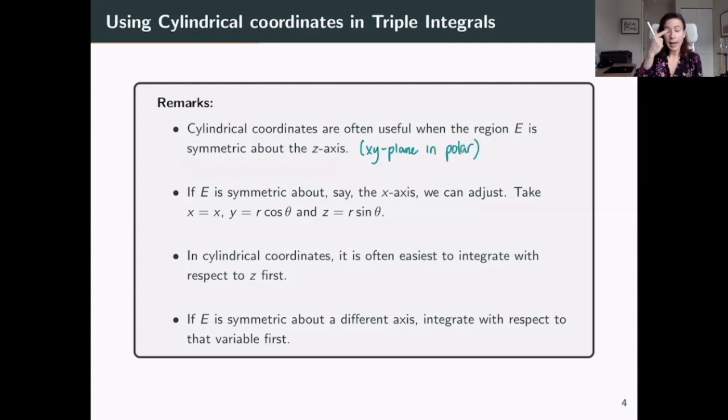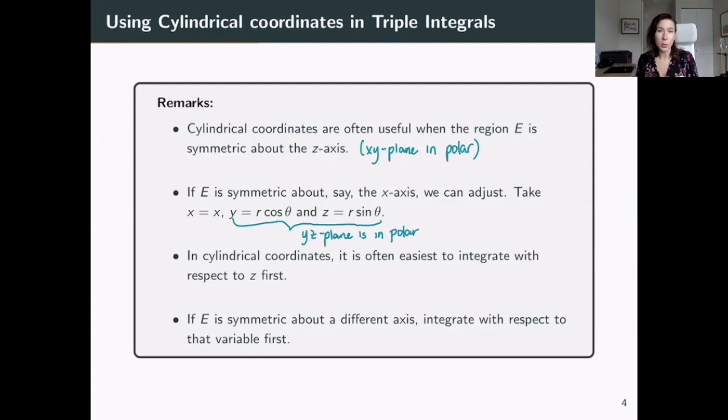But if our region happened to be symmetric about the x-axis, in this case, we're going to have the x-axis be where we're taking our entrance and exit. And then here we have that the y-z plane is in polar. If we were symmetric about the y-axis, we could take the zx plane in polar coordinates.